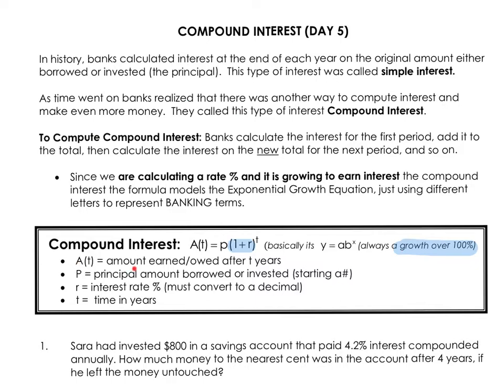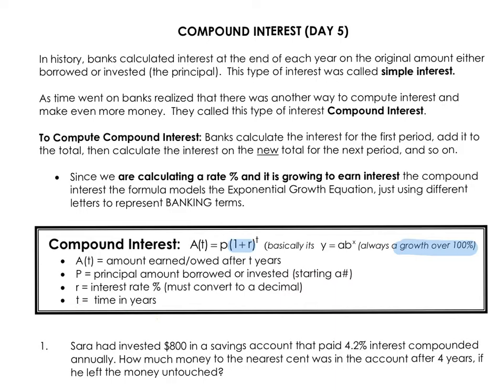The A of t represents the amount earned or owed after t years. P is your principal amount borrowed or invested, so that's your starting number. r is your interest rate or percent, and it is always going to be converted to a decimal. And then t is your time in years.